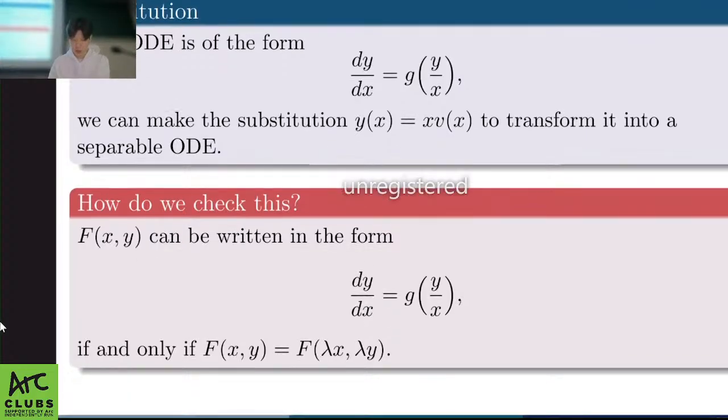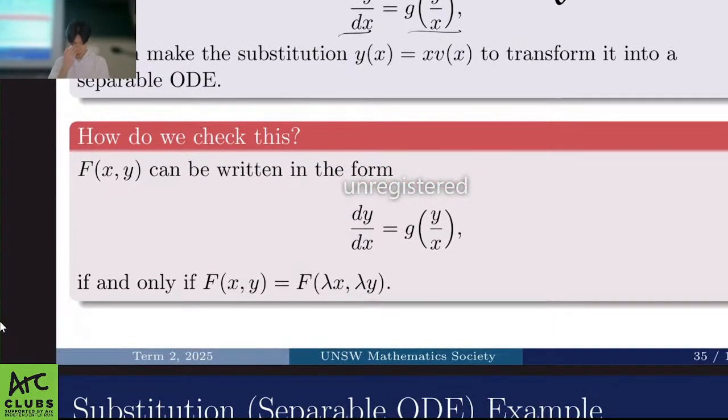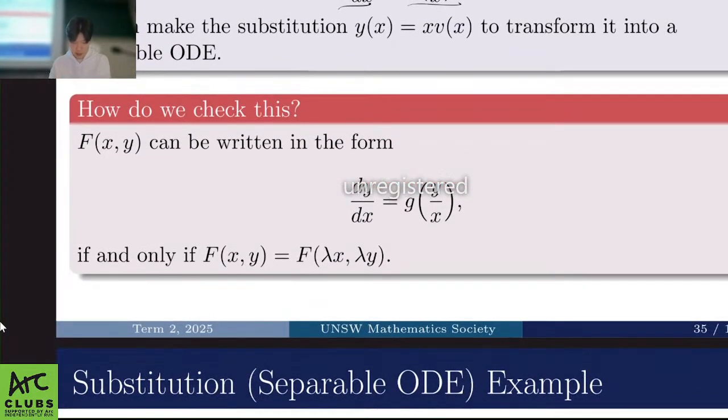Now there's a cool substitution technique you can use. If our ODE is in the form y on x, so it's composed of y on x's, we can actually use the substitution y equals xv. And what it does is transform it into a separable one. Now how do we check this?